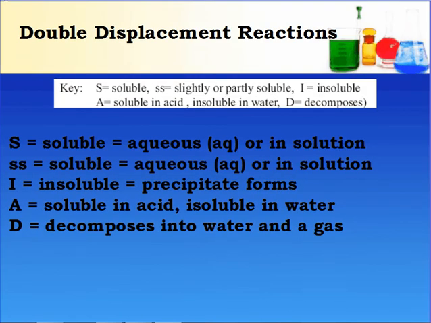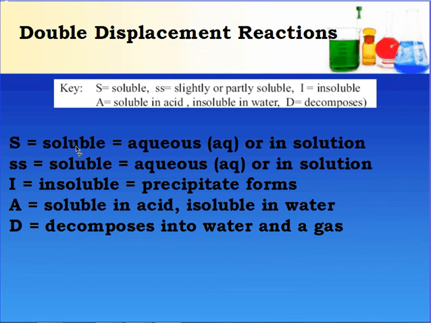Okay, on the top of your solubility table there's a key, and I would just like to expound on this a tad bit. We have a capital S for soluble. What that means is something is in solution or aqueous. We know what aqueous means because we've been using it this entire unit. SS means slightly soluble, but for our class as well as for AP, we will just consider that it's also soluble and aqueous or in solution.